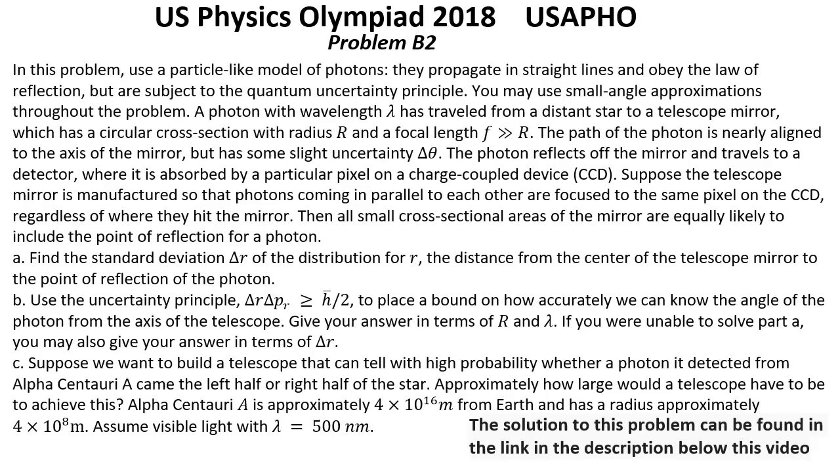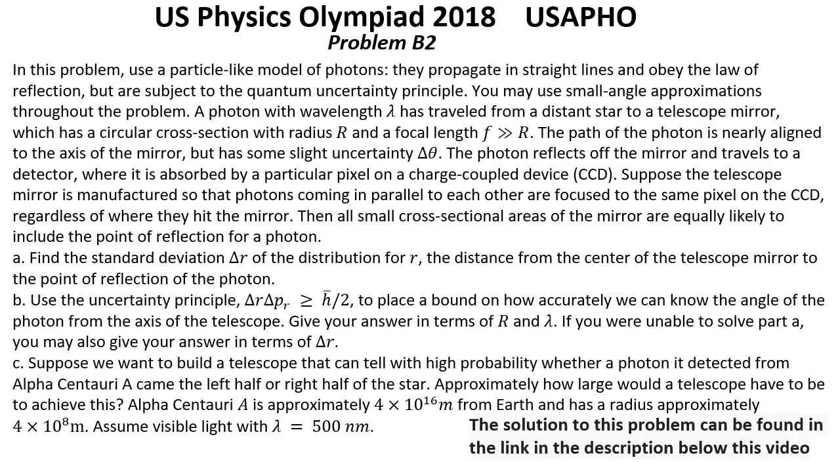Suppose the telescope mirror is manufactured so that photons coming in parallel to each other are focused to the same pixel on the CCD, regardless of where they hit the mirror. Then all small cross-sectional areas of the mirror are equally likely to include the point of reflection for a photon. Question A. Find the standard deviation delta R of the distribution for R, the distance from the center of the telescope mirror to the point of reflection of the photon.